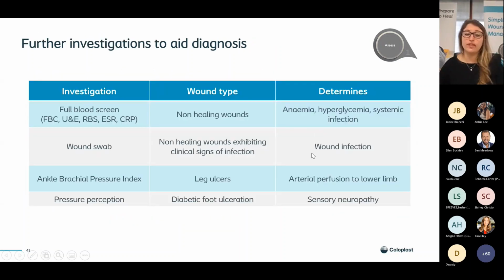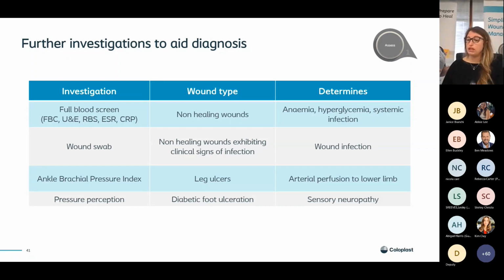So, some of the further investigations that you can do to aid your diagnosis. We can do a blood screen looking at a full blood count, urea and electrolytes, and a random blood sugar screen. And if you're concerned about a possible infection or systemic infection for this patient, you may want to do an ESR and a CRP. What this will determine is: is this patient anemic? Are they suffering with hyperglycemia? And is there any systemic infection there?